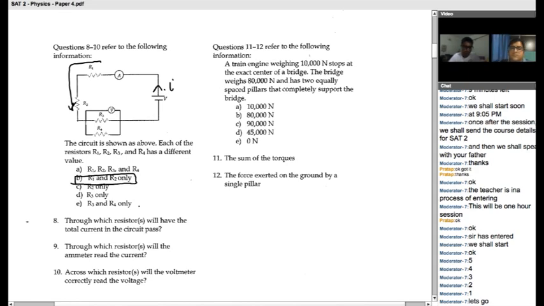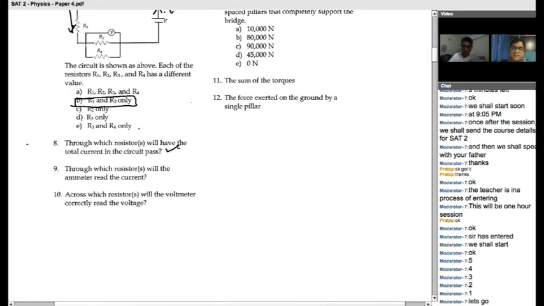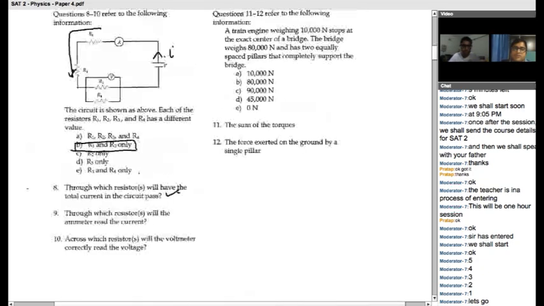For the first one, the answer is B. They said total current, correct. Because it is in series, if 5 ampere of current is passing through this, the same 5 ampere will pass through both of them. Only thing is here it will get divided. Let's say here 2 ampere and here 3 ampere. So the total current of the circuit is passing through this.